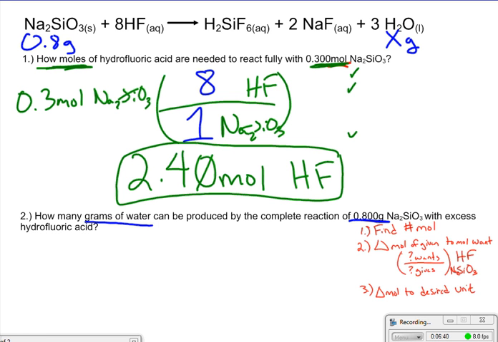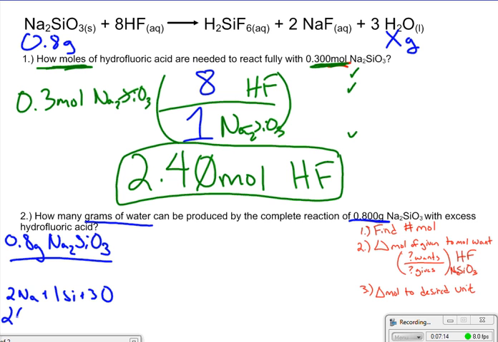Find number of moles. I have 0.8 grams of sodium silicate. I need to figure out how many moles that is. So I multiply. Sorry, I divide. See, look, even I can make mistakes. I'm going to divide by the molar mass, because in order to go from grams to moles, we have to divide by the molar mass. So molar mass of sodium silicate. I have 2 sodiums, I have 1 silicon, and I have 3 oxygens.